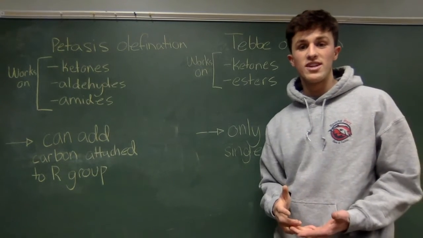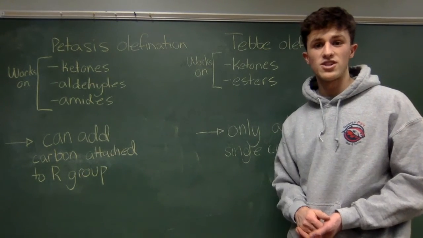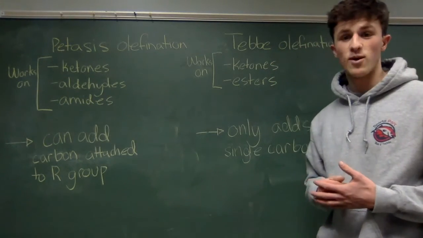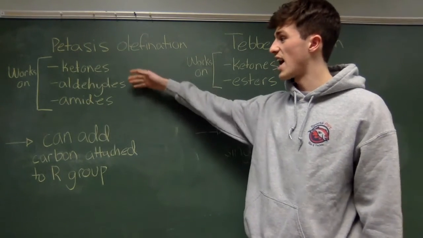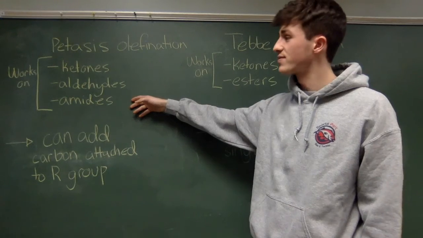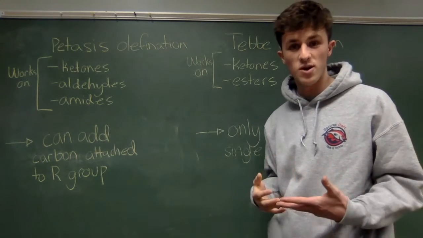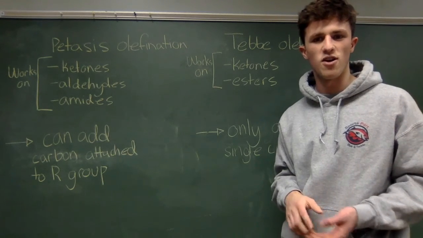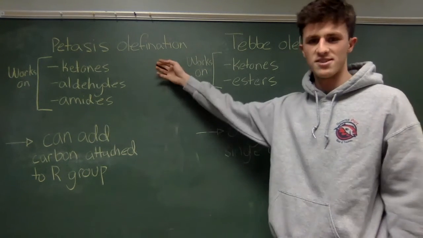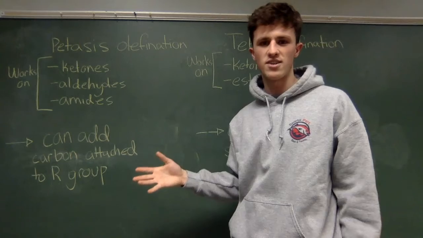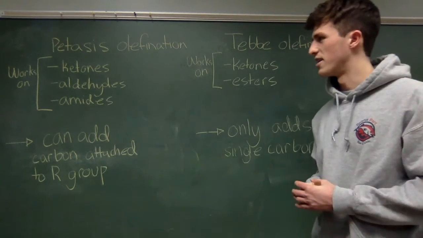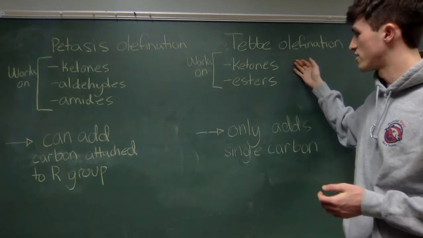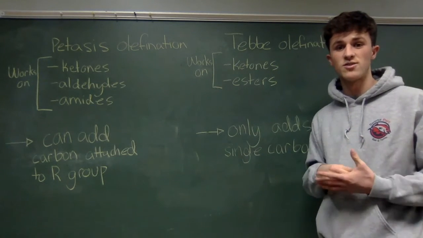I'm going to talk about a few of the differences between the Petasis olefination and the Tebbe olefination. The Petasis reagent tends to work well with ketones, aldehydes, and amides, while it doesn't work as well with esters. But I actually found with the total synthesis I did for our last project that the Petasis reagent was used for an ester, but in general, it's less commonly used for esters.